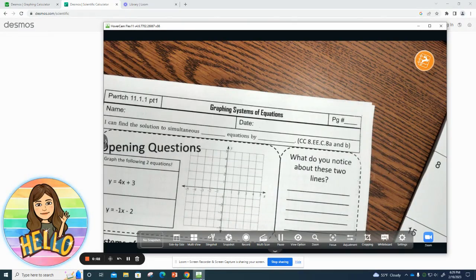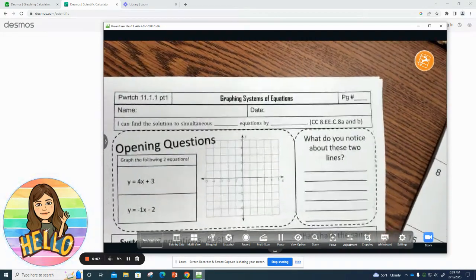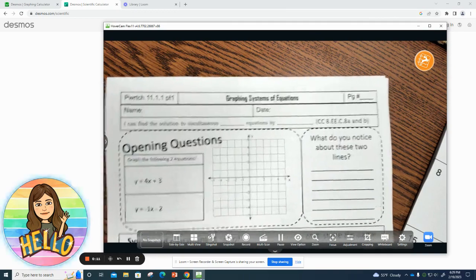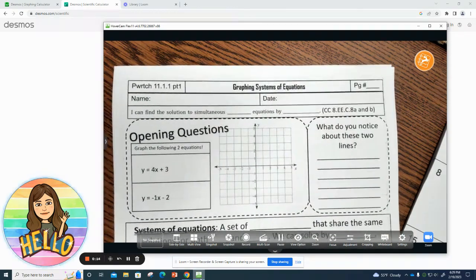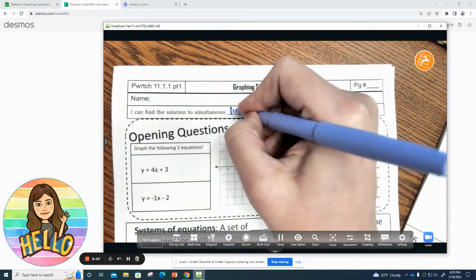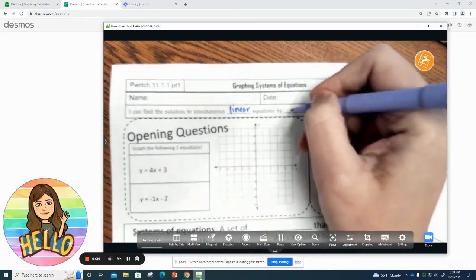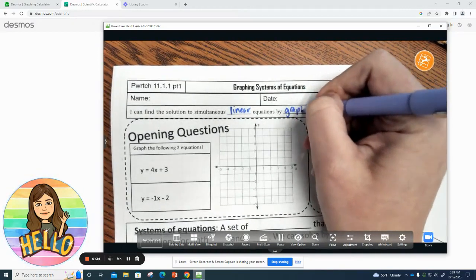Hello, everybody, and welcome back to 8th grade math. Today, our lesson is all about graphing systems of equations. Getting into this new unit on systems of equations and seeing the different ways we can do this, today our focus is on graphing. Our goal for today is to be able to find the solution to simultaneous linear equations. That's the same thing as systems of equations. And our focus is graphing.